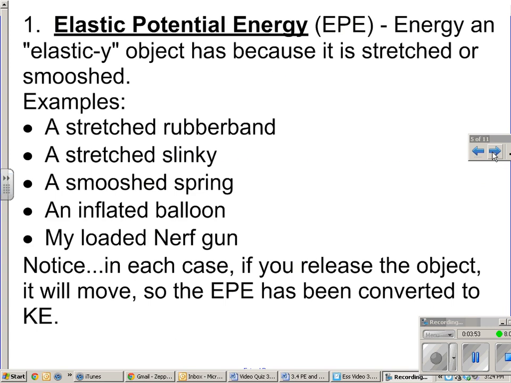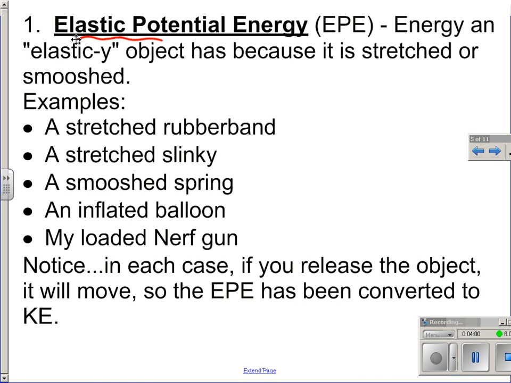So here we go. The first type of potential energy I want to talk about is what's called elastic potential energy. All right, I'm going to abbreviate it EPE. These are my abbreviations. You won't see those abbreviations in most books. But so EPE is elastic potential energy. This is energy that an elasticy or sort of stretchy object has because it's either stretched or smooshed. All right. I hope you're okay with my sort of casual definitions here.